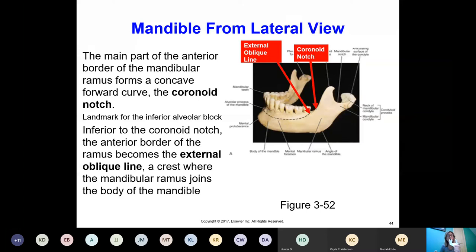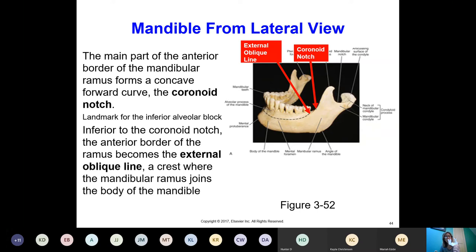Why do we care about that little notch? Because that's going to be your landmark when you're doing your inferior alveolar nerve block. So when you're trying to numb the whole side of the mandible and the inside of the tongue, you're going to be aiming for that notch. Can you feel it on yourself or on everybody? Sometimes it's really hard. So when you are giving injections, the first thing we're going to want you to do is feel for the notch.